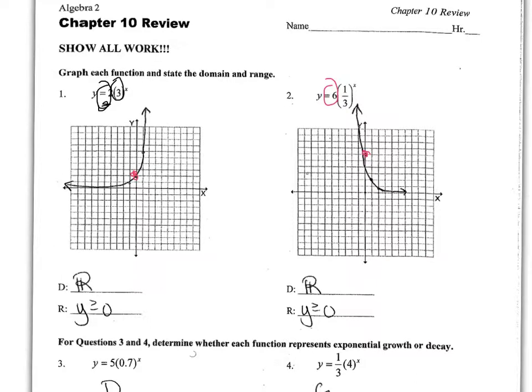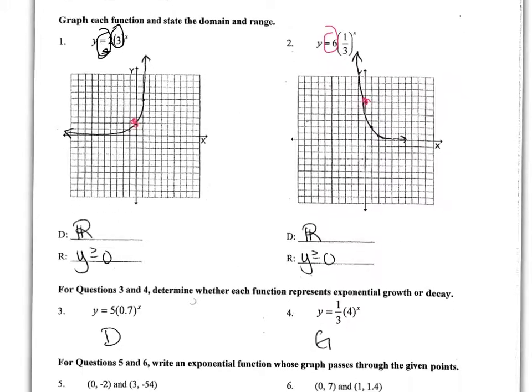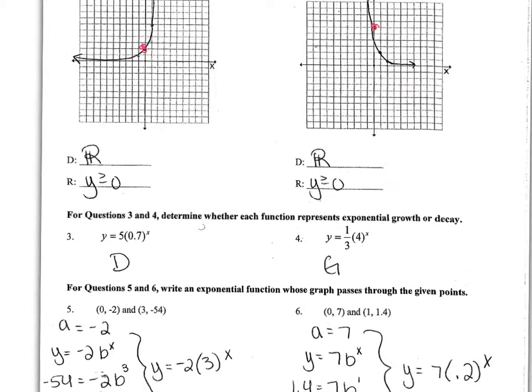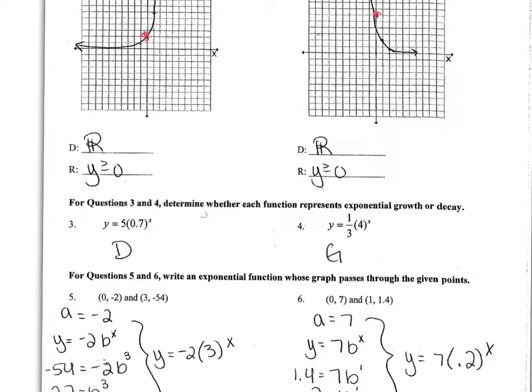Both of their domains and ranges are the same: all real numbers, and y greater than, should not be equal to. I made a mistake on here. Not equal to. No, because we have an asymptote at y equals 0 on both of them. My mistake.